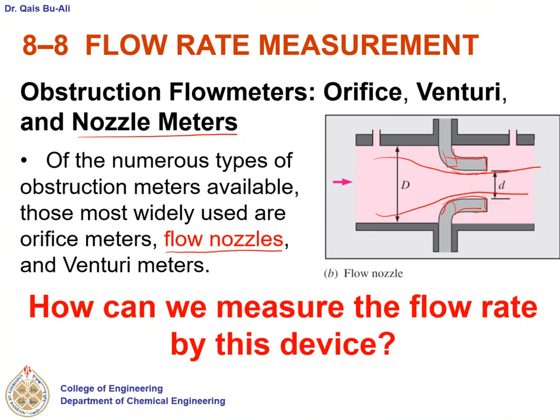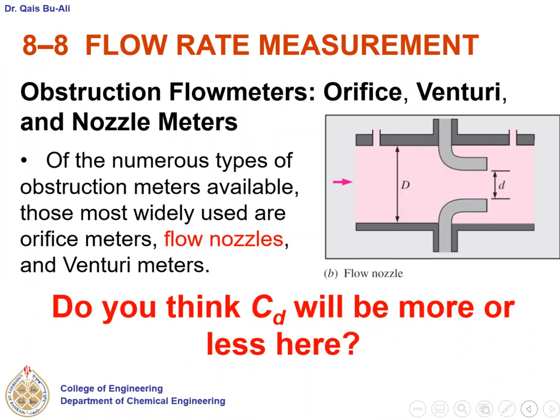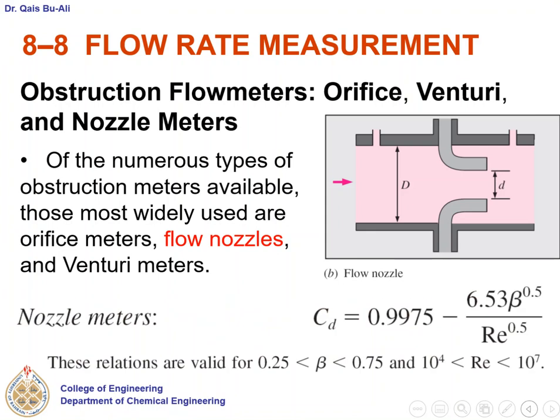Actually, I can use the same equation, because you can still apply the Bernoulli equation, the energy balance and the mass balance between point 1 and point 2, and you will get exactly the same equation. A question here: do you think that the CD will be more or less in this case? Let me ask you the question another way. Do you think the losses will be more or less by doing such a thing? So the CD, I will answer this later.